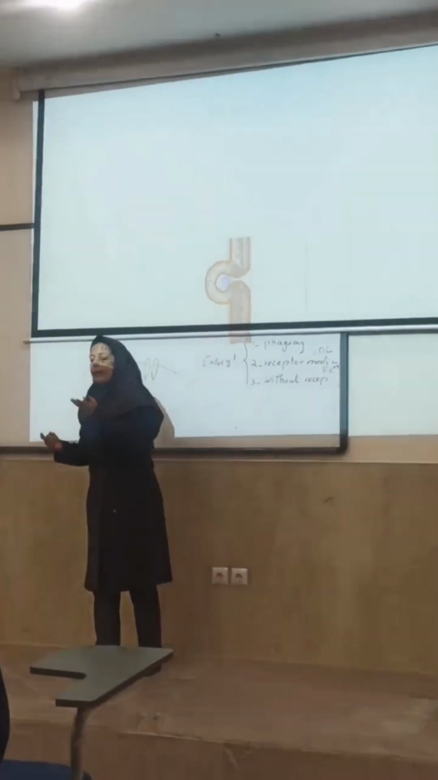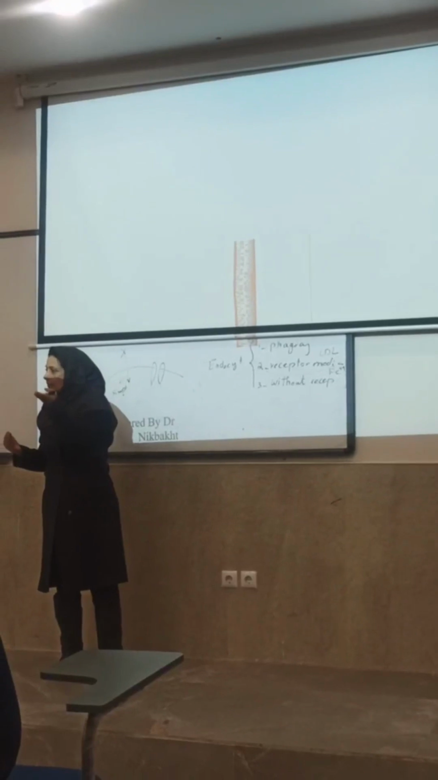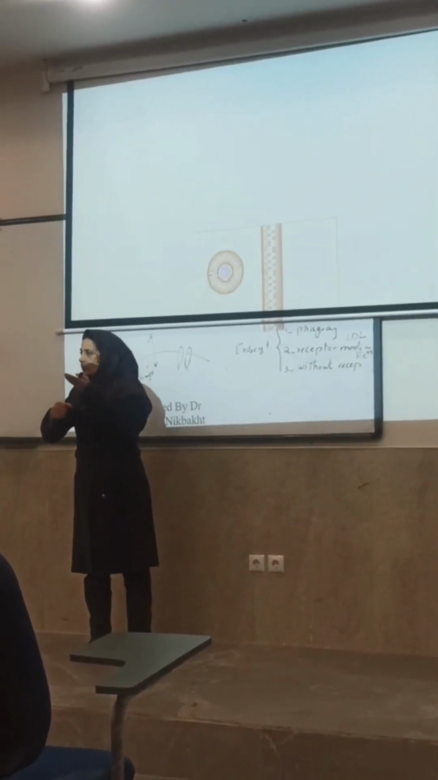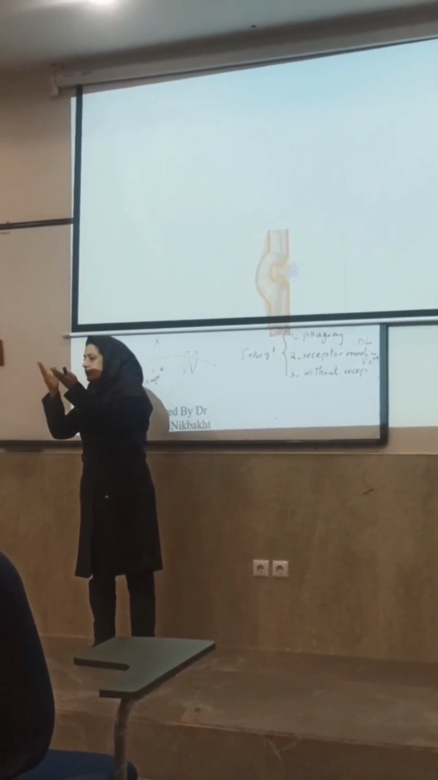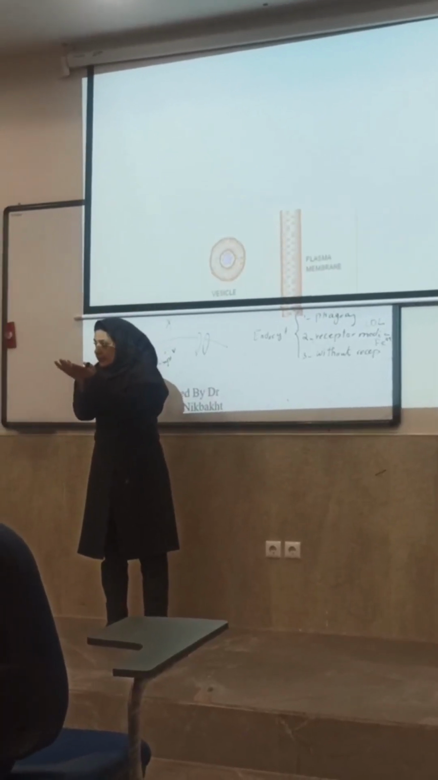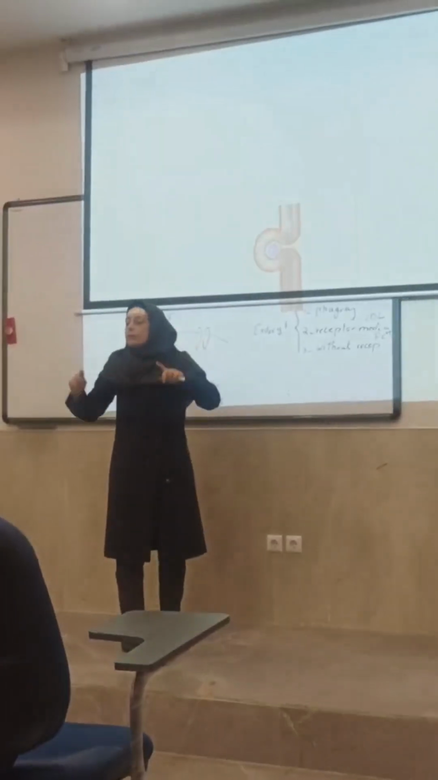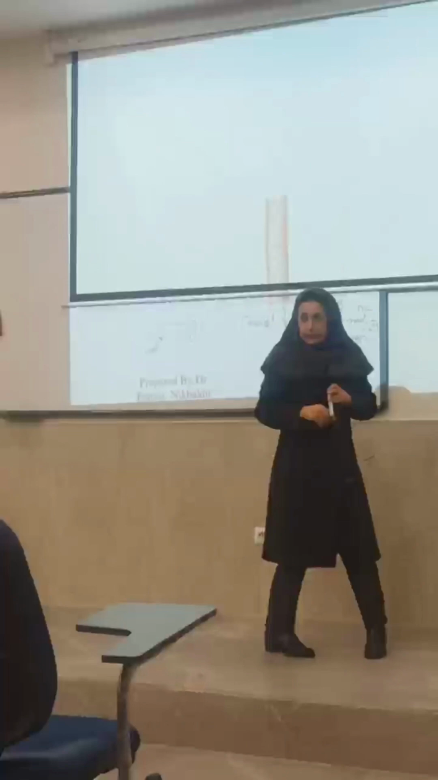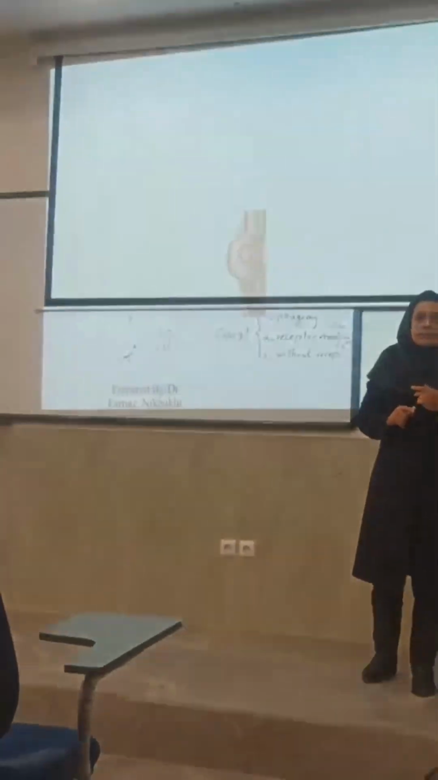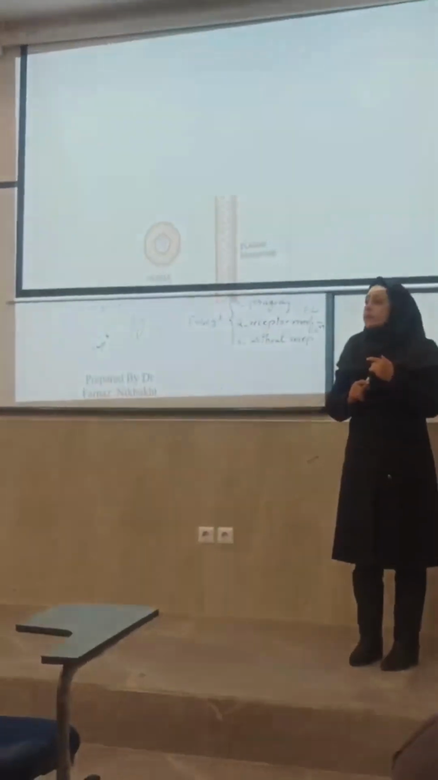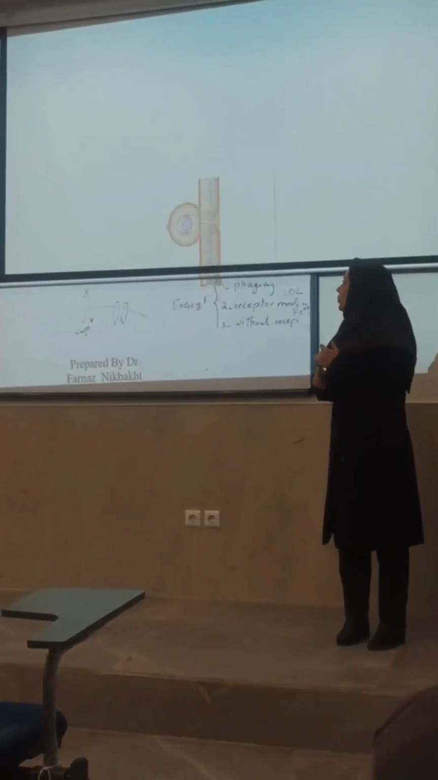Yes, exactly right, because as much as the endocytosis will be detached, the exocytosis is equal. So nothing happened to the total amount of the cell membrane. And just remember that endocytosis and exocytosis are active transport, so we need ATP for both of them.